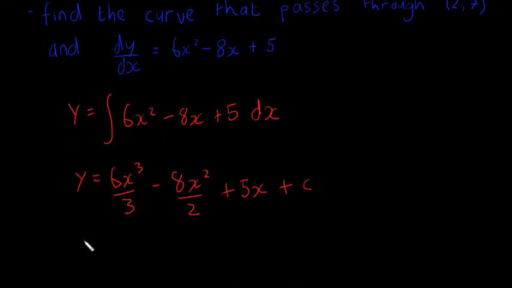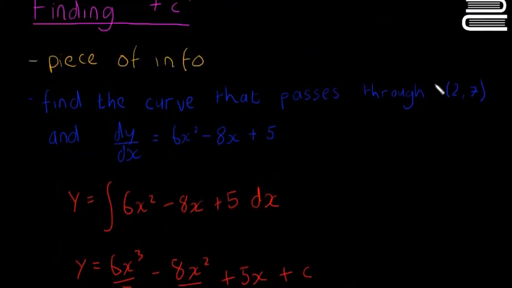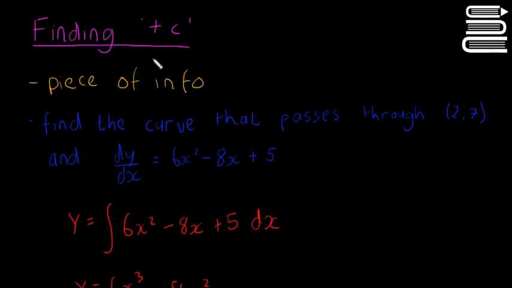Okay, so I'll just tidy this up a little bit. That's going to be 2x cubed minus 4x squared plus 5x plus c. Okay, and so again plus c is in the way; it's not exactly the equation for the curve when we have plus c in here, but that's what this piece of info is. Remember I said you can always find plus c if they give you another piece of info, and this is that piece of information. It says that the curve passes through the point 2, 7.